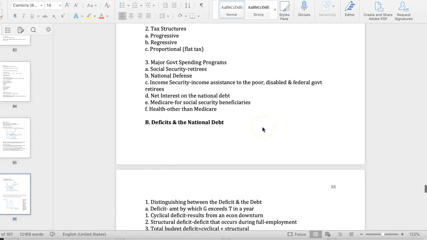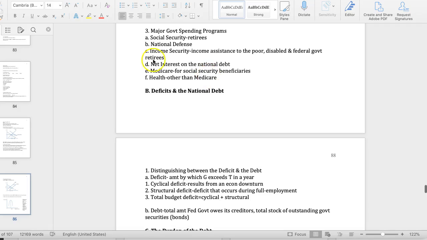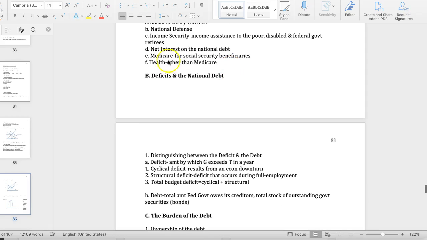So we've talked about the major sources of tax revenue. What are the major spending programs? Number one is Social Security for retirees. Number two is the national defense. Then we have income security, which is assistance to the poor, disabled, and federal government retirees. Interest on the national debt has grown to be a huge, huge burden. Medicare is for Social Security beneficiaries, and then health other than Medicare. So this would be Medicaid.